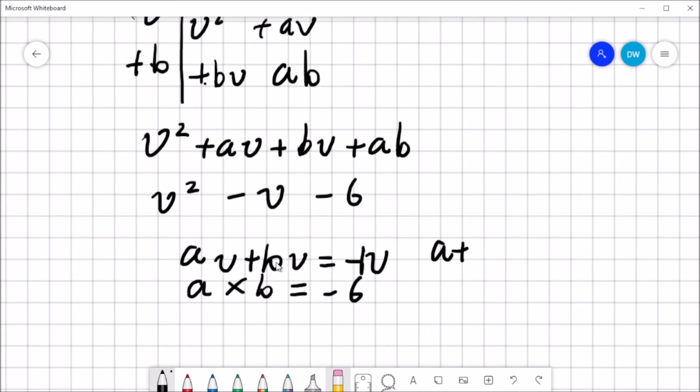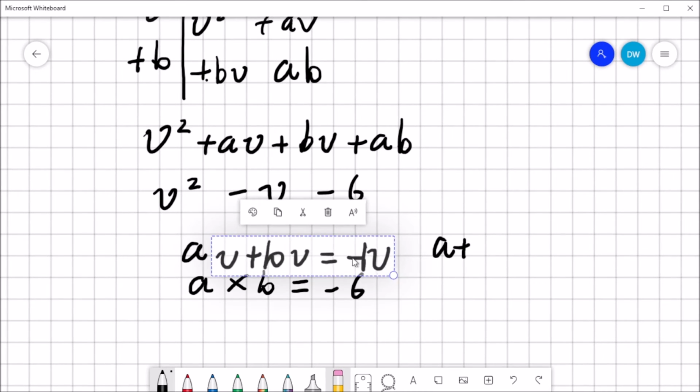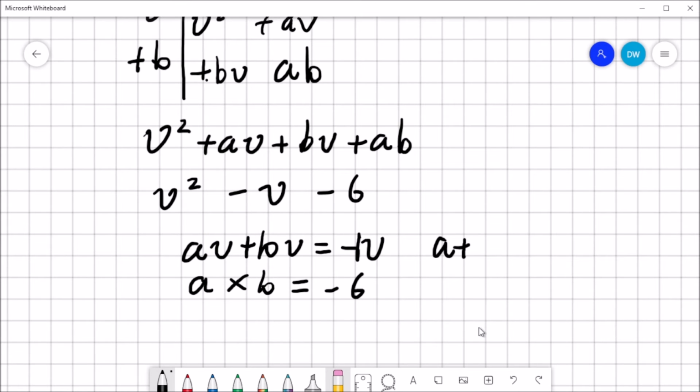Okay, so a plus b has to equal negative 1, and a times b has to equal negative 6. Now think about it, which two numbers satisfy these two conditions? Obviously 6 has two obvious factors with a difference of 1. So if it's 2 and 3, yeah, 2 and 3 are factors of 6. So a and b can be 2 and 3.